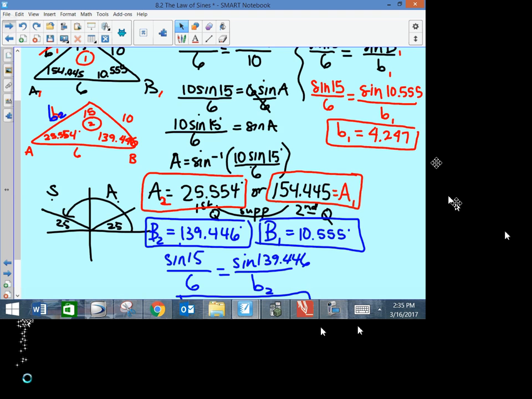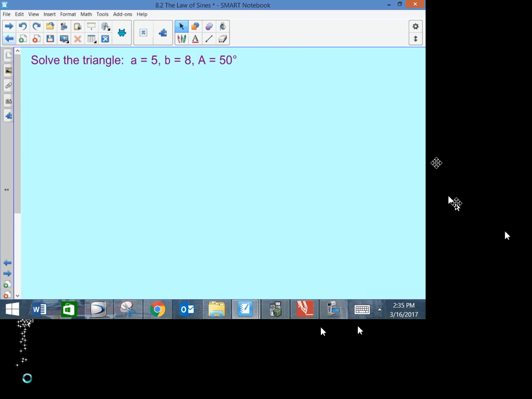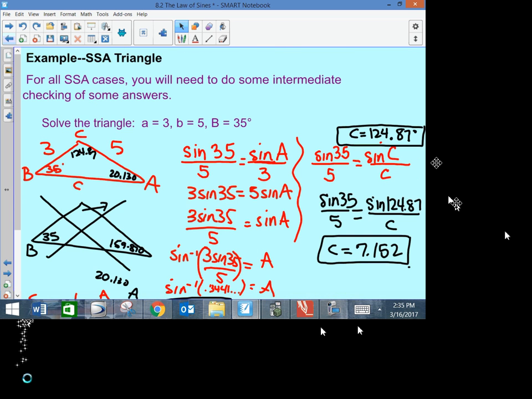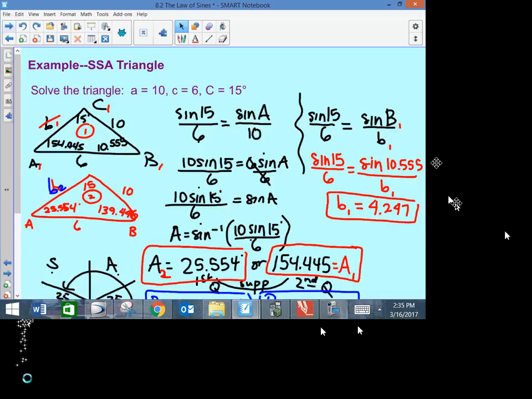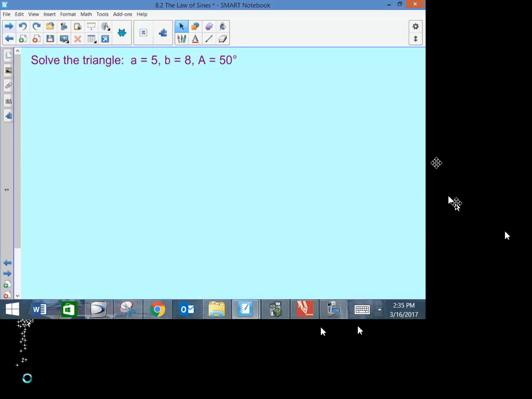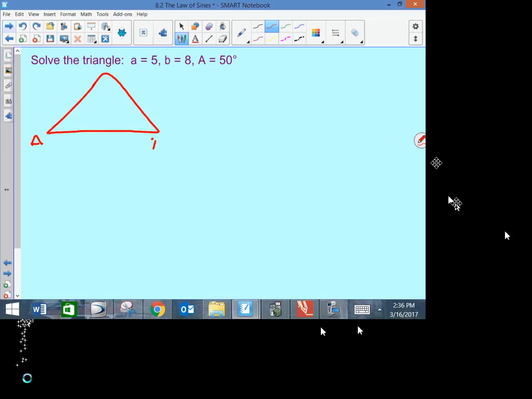Yeah. Okay, so we had the one case for the SSA. We have the two. What do you think's next? Okay, so again, we are going to pretend that we don't know what's coming here because we shouldn't. Here's 5, here's 8, and here's 50 degrees. All right.